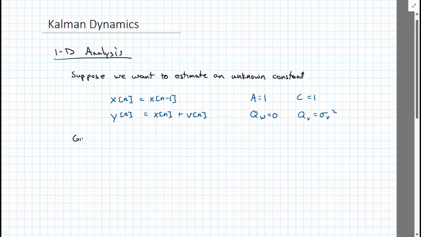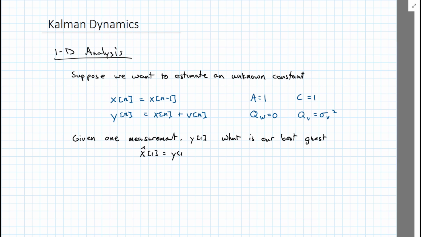So let's explore a couple situations. We know how we would handle this, I think, under normal circumstances, as in not the Kalman filter framework. If we had a single measurement, y1, what is our best guess? Well, with no other information, it would just be x hat of 1 is equal to y1. Okay.